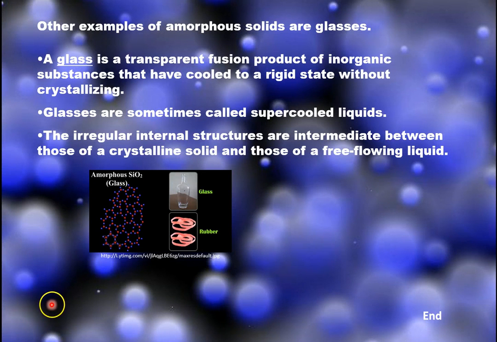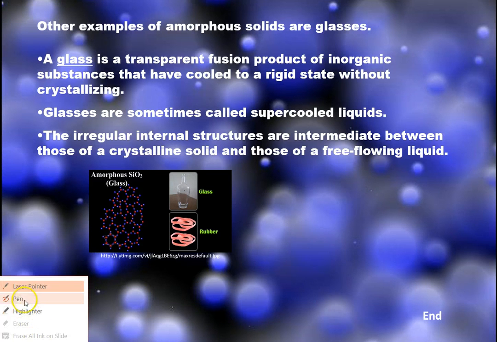So a glass is a transparent fusion product of inorganic substances that have cooled into a rigid state without crystallizing. Sometimes they're called supercooled liquids, but nonetheless they have irregular internal structures, somewhere in between those of a crystalline solid and those of a free-flowing liquid. So that ends this video lesson.